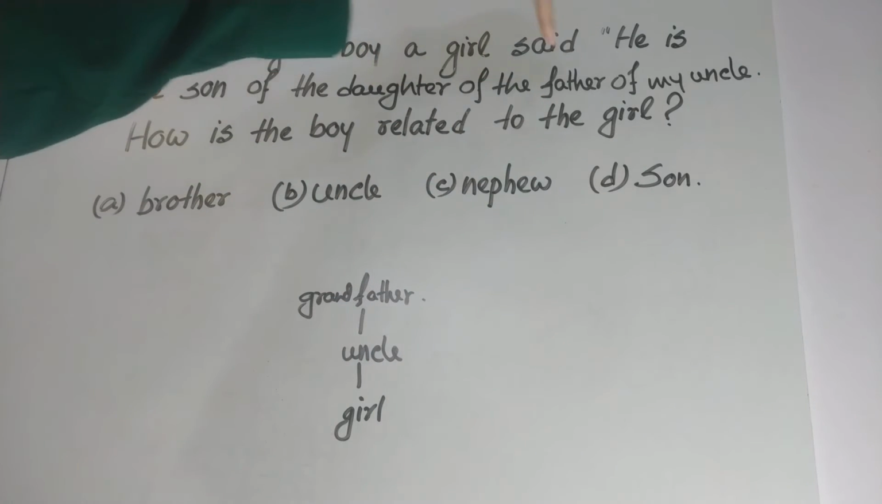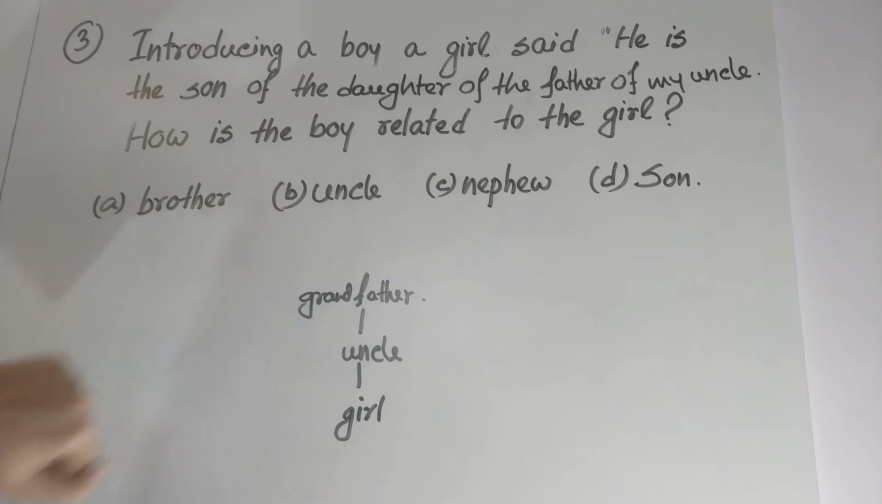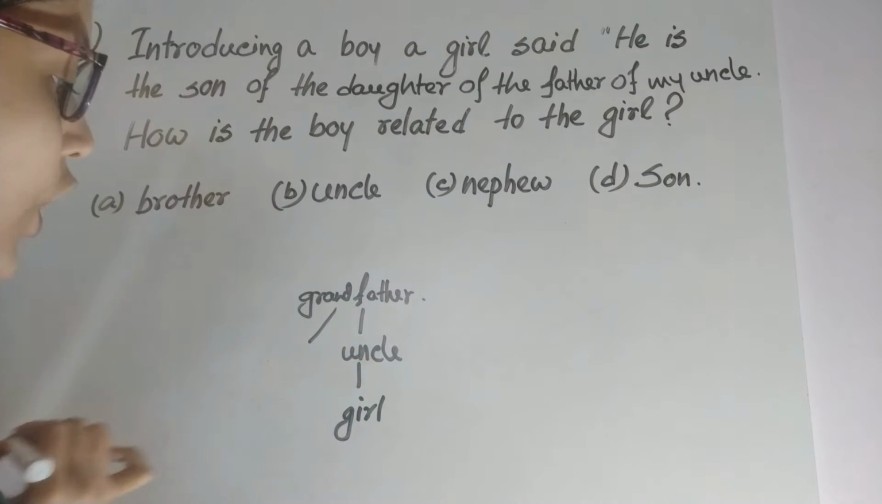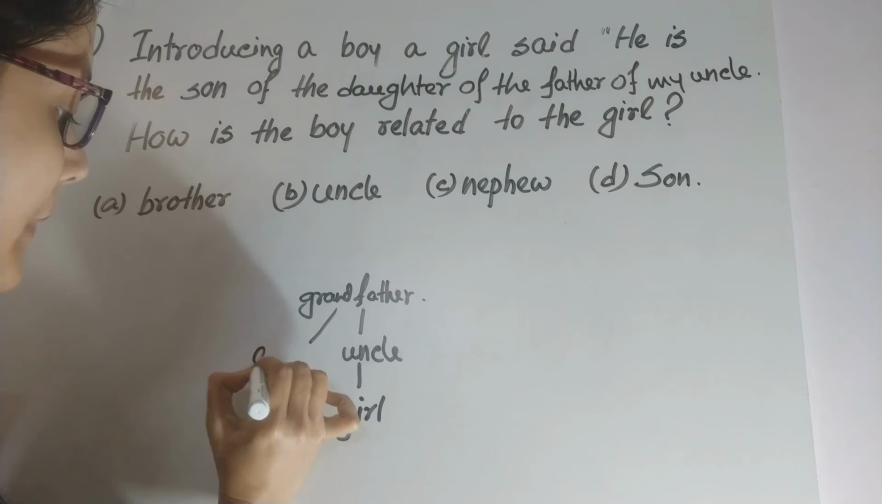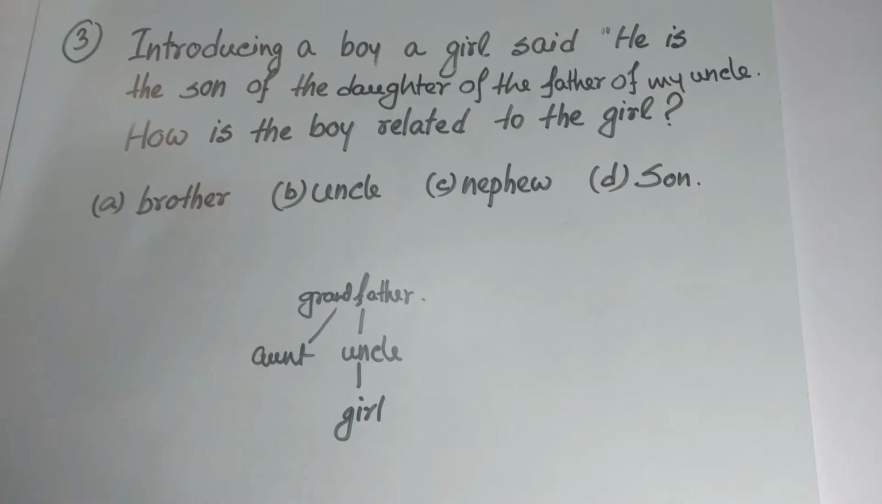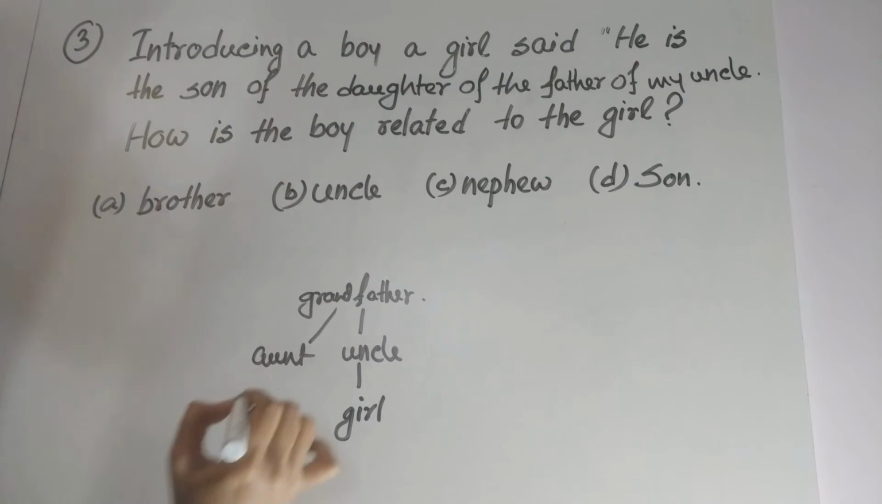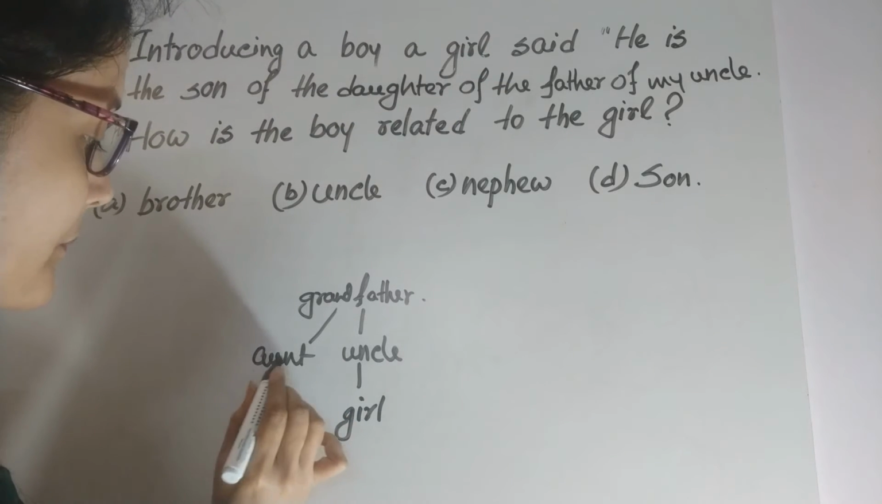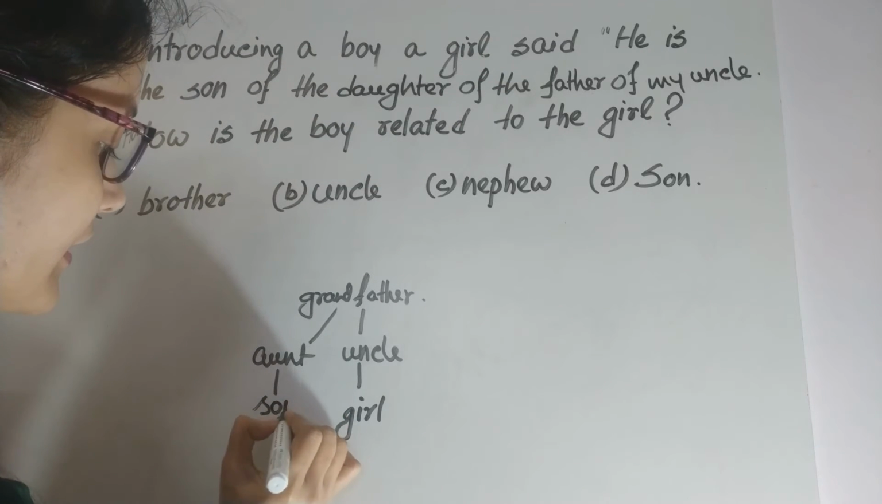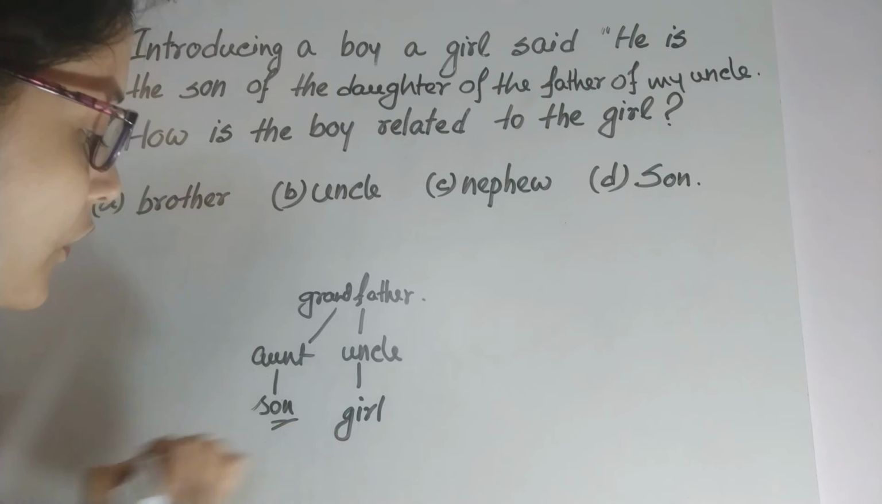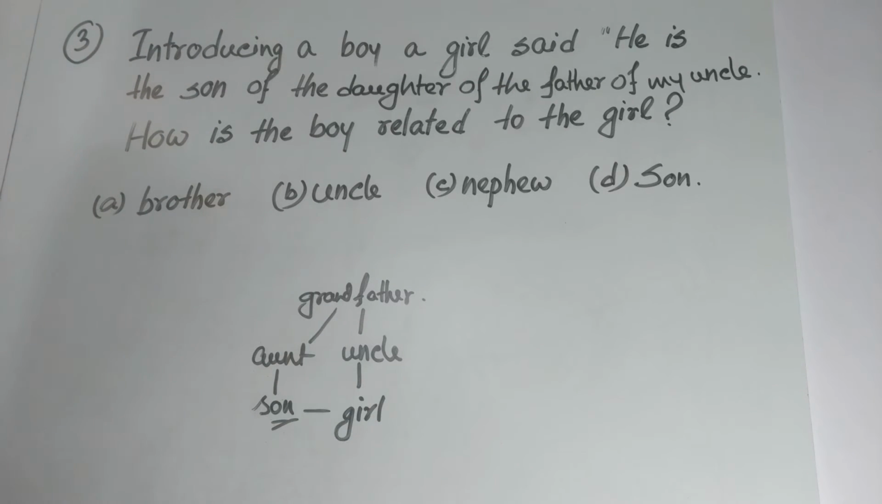Now daughter of the father of my uncle, that means grandfather's daughter, that means my aunt. Son of the daughter of the father of my uncle, that means this son will be of my generation and definitely then he will be my brother.